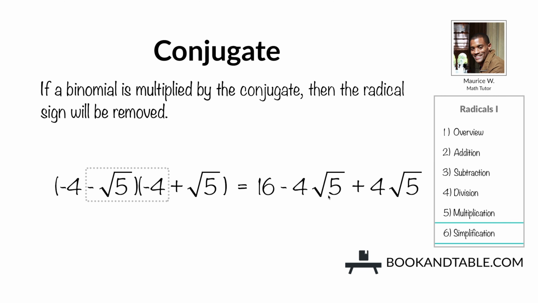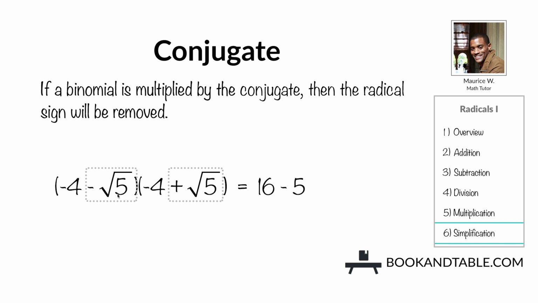Then the inside terms, negative radical 5 times negative 4. Negative 4 times negative 1 is positive 4 as the coefficient, times radical 5. Negative 4 radical 5 and positive 4 radical 5 cancel each other out. Negative 4 plus 4 would give you 0 radical 5. 0 times radical 5 is 0. So we remove those. And then you multiply your last terms.